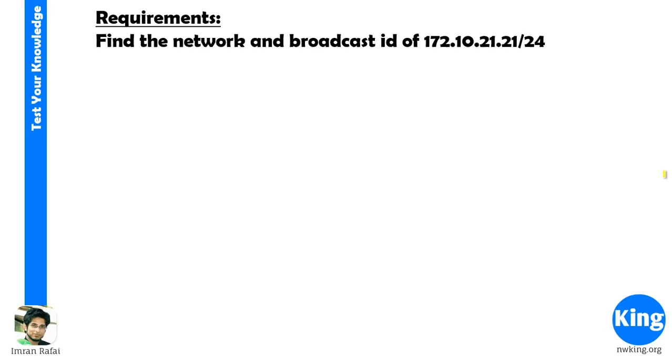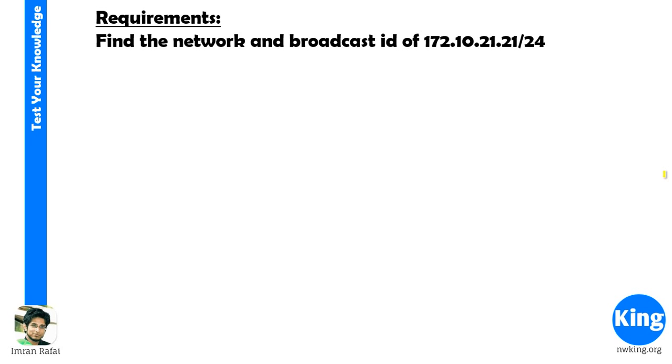Let's get into requirements. This is going to be a real exam type question. So they give you a network and they give you /24: 172.10.21.21/24. Now the first thing you need to know is 172. What is that? That is part of a class B, right? By default it is class B, 172. So class B we know is /16. Now in this case it is /24.